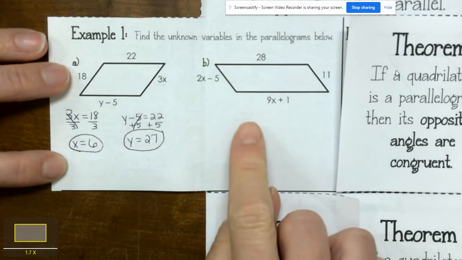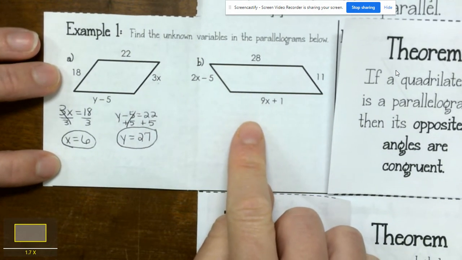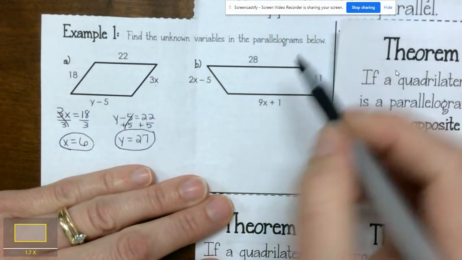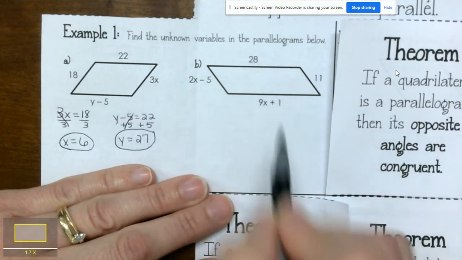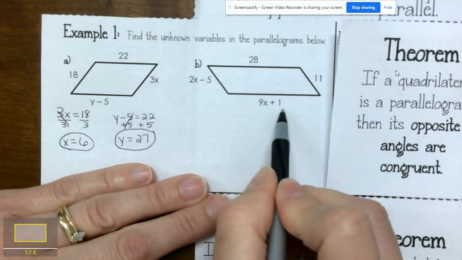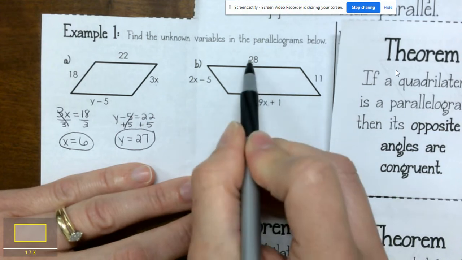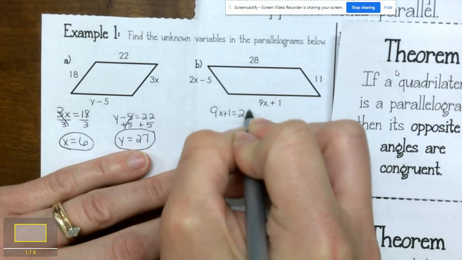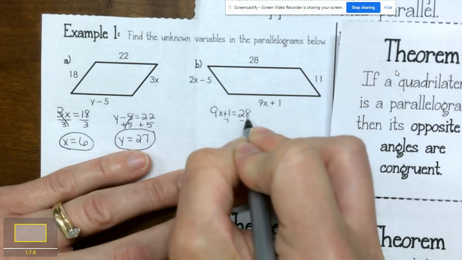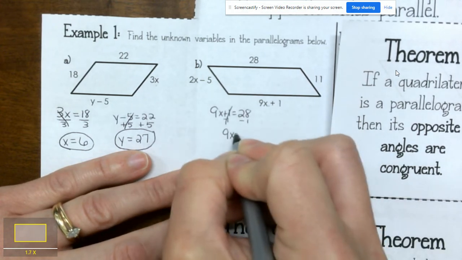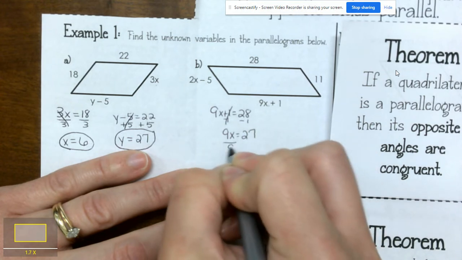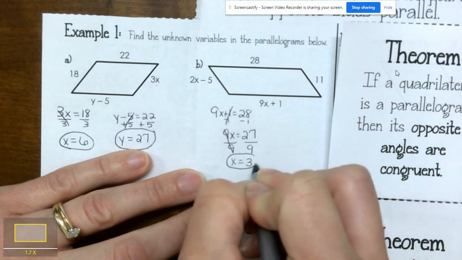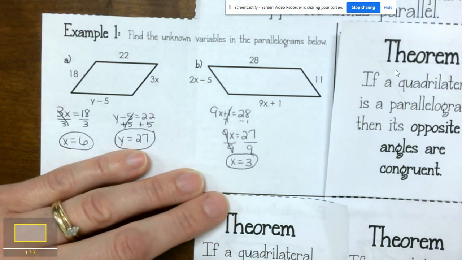Okay, if we look at example B, again, we have a parallelogram, which means the opposite sides are congruent. So if I solve for this one here, 9x plus 1 has to equal the 28. So 9x plus 1 equals 28. Subtract 1 from both sides. That gives me 9x equals 27. Divide by 9 on both sides, and we get x equals 3. That's the first x there.